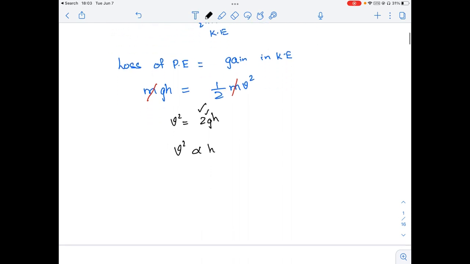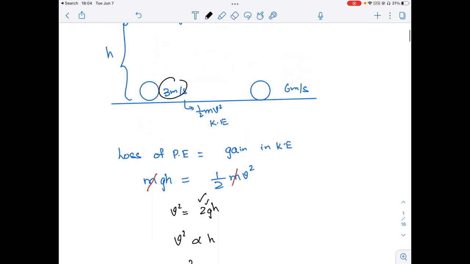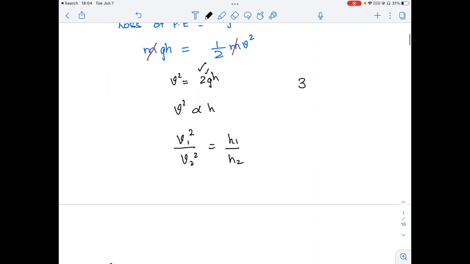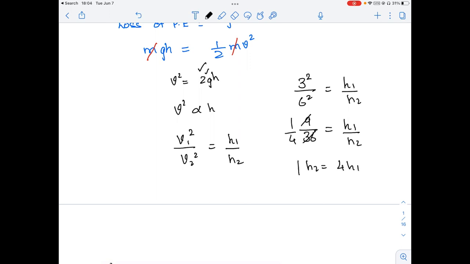So we want two quantities: v1, the first one, and v2, the second time, equals h1 upon h2. So now what should be the case? v1 is 3 meters per second. v2 is 6 meters per second. So 3 square upon 6 square equals h1 upon h2. 9 upon 36 equals h1 upon h2. So I want h2: 9 upon 36 is 1 upon 4. h2 equals 4h1. Means the second height should be 4 times the first height.